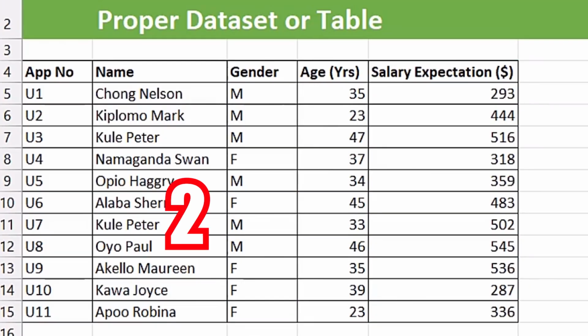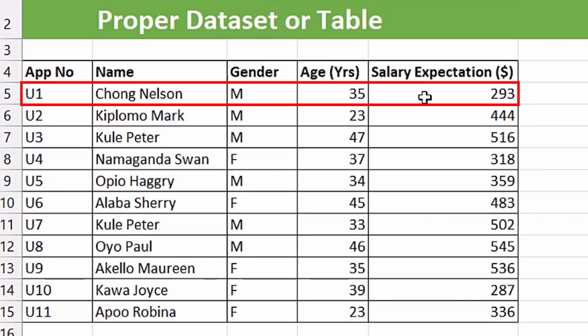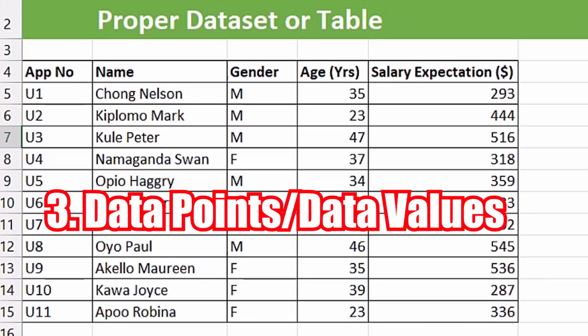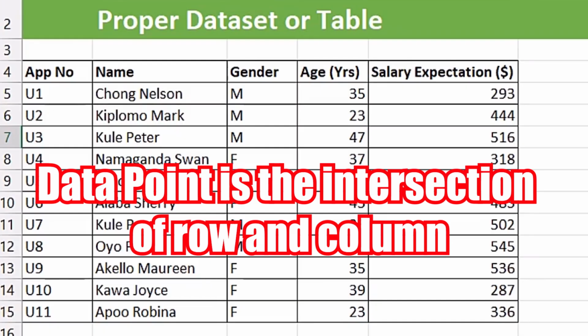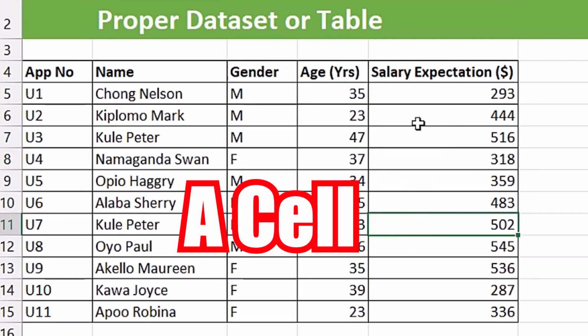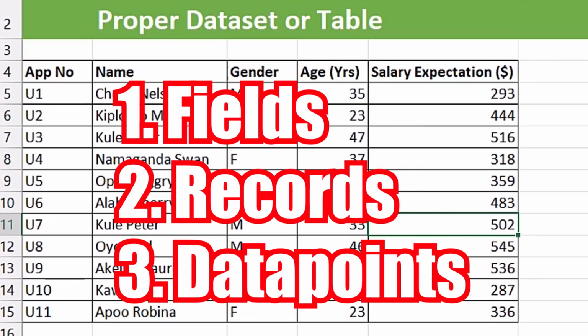Two, a dataset is made up of records, which are always set in rows. For example, this is a record. This is the second record. These are all records. And then three, a dataset is made up of data points. A data point is the intersection of row and column, or you can say the intersection of field and record. For example, this is a data point. This is also a data point. This one is also a data point. Each of these intersections is a data point. In Excel, we simply call it a cell, but in data, we call it a data point. Now, those three things make up a dataset.